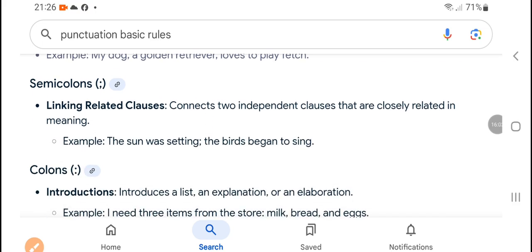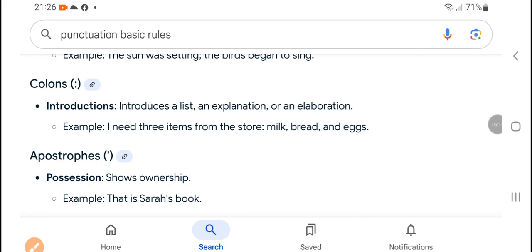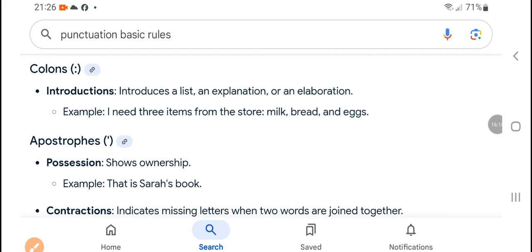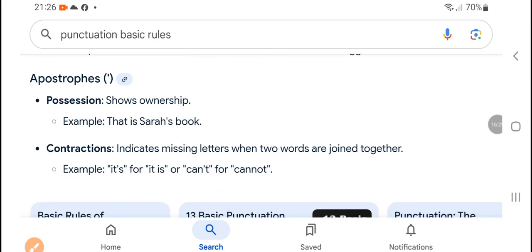The semicolon is very important for connecting two independent clauses that are closely related. Then colons: we have seen that a colon introduces a list, or an explanation or elaboration. The apostrophe is used for possession or contractions, right?